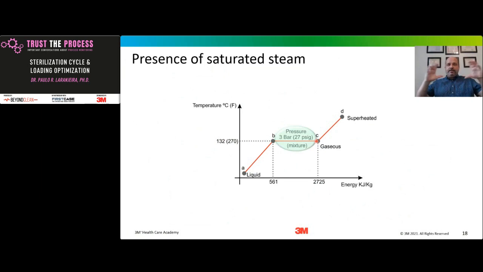So this area, this green area, is where the equipment does not sense if it is in point C or point B, because the equipment is measuring temperature, and in point B, point C is the same temperature, and the pressure in point B and point C is the same. So the quality of the steam that is being delivered to the equipment needs to be controlled. The other critical part is related to superheated steam.